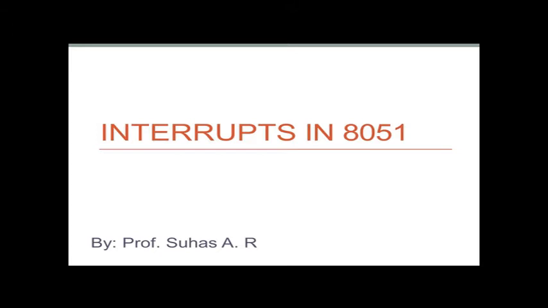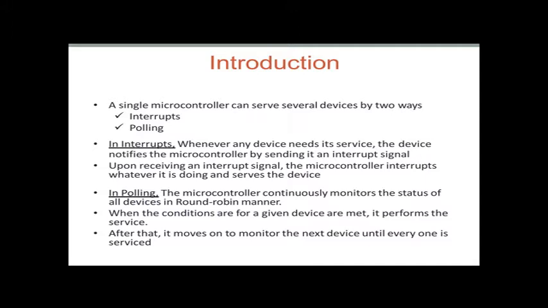So if some program is running and you want to stop the program at the present condition, you will put an interrupt. It's like an interruption. In the introduction part, a single microcontroller can serve several devices in two ways, that is interrupt and polling. In interrupts, whenever any device needs its service, the device notifies the microcontroller by sending it an interrupt signal. Upon receiving an interrupt signal, the microcontroller interrupts whatever it is doing and serves the device. That's what the interrupt means.